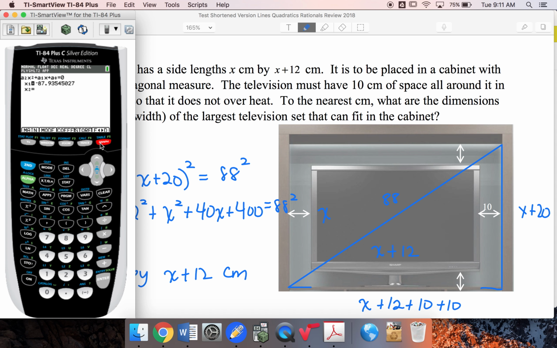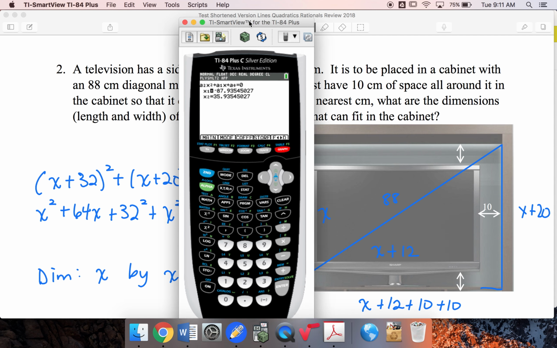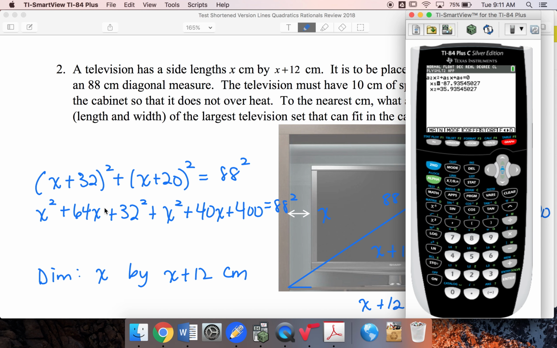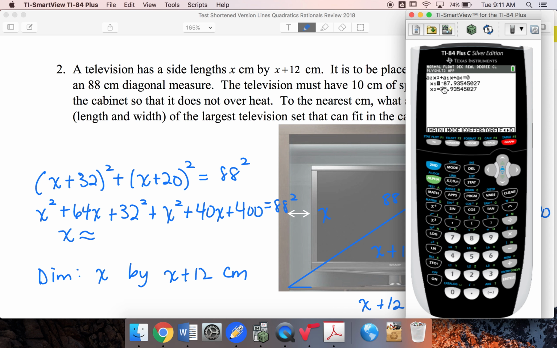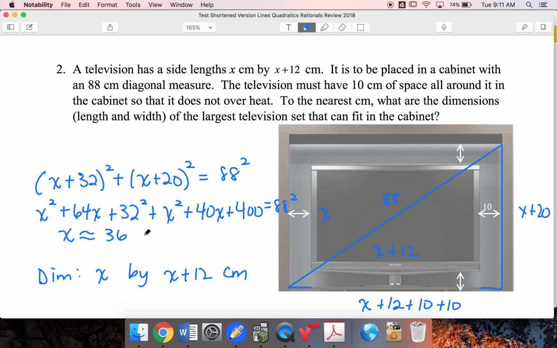And now I can solve, and I get two x values. And of course, the negative x value doesn't make sense. So x is either, and it says to the nearest centimeter, so to the nearest centimeter, I've either got 36 or negative 88. But of course, that doesn't make sense because it has to be positive. So my dimensions are going to be 36 by 48 centimeters.